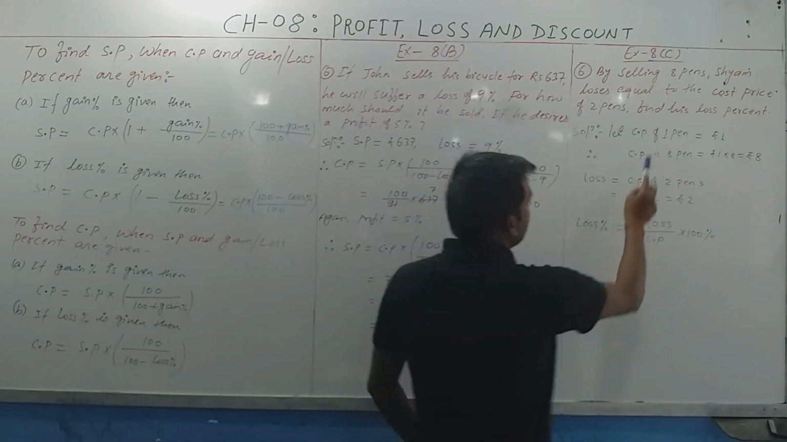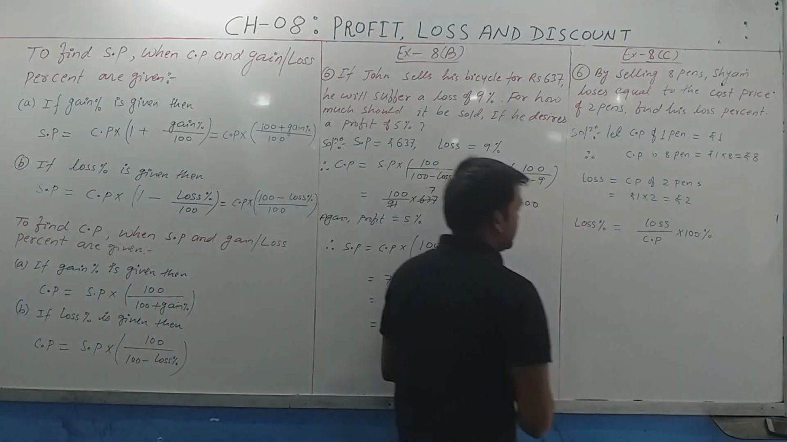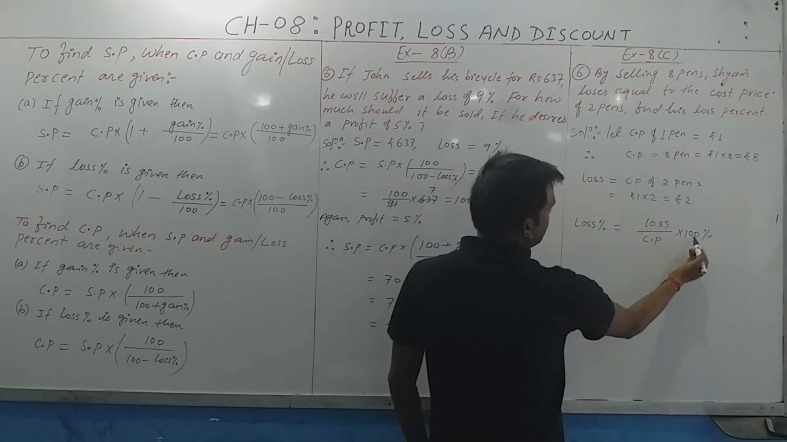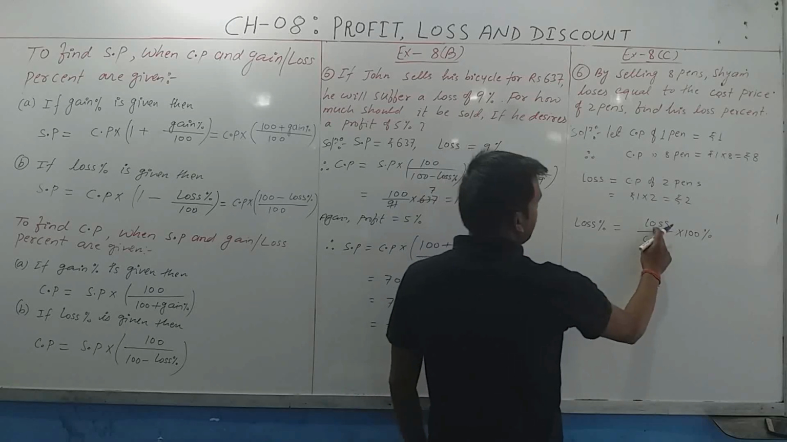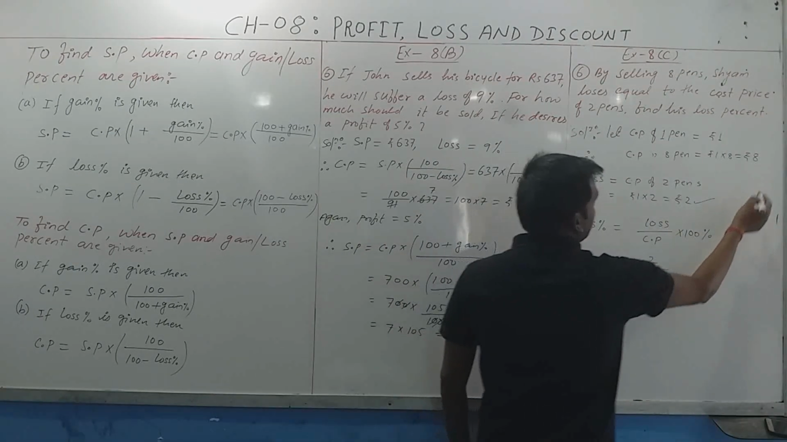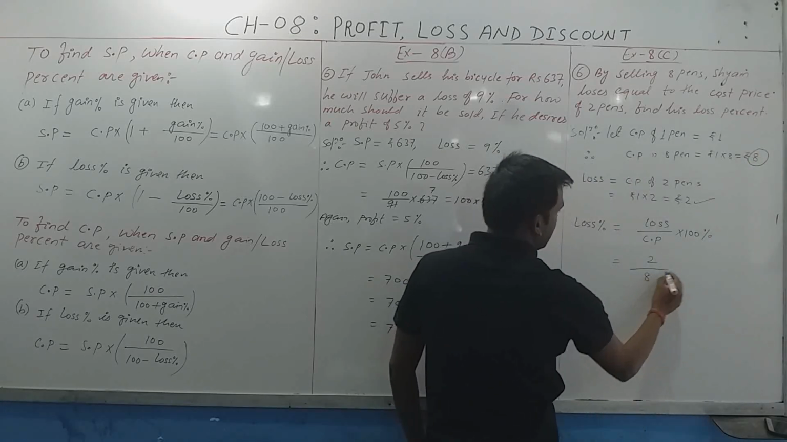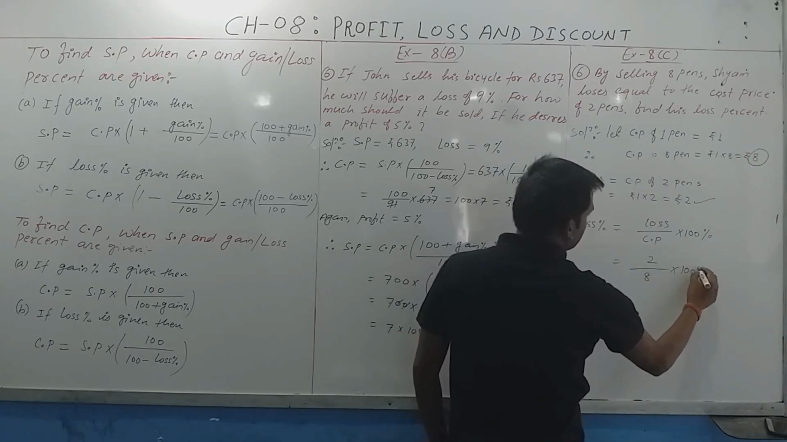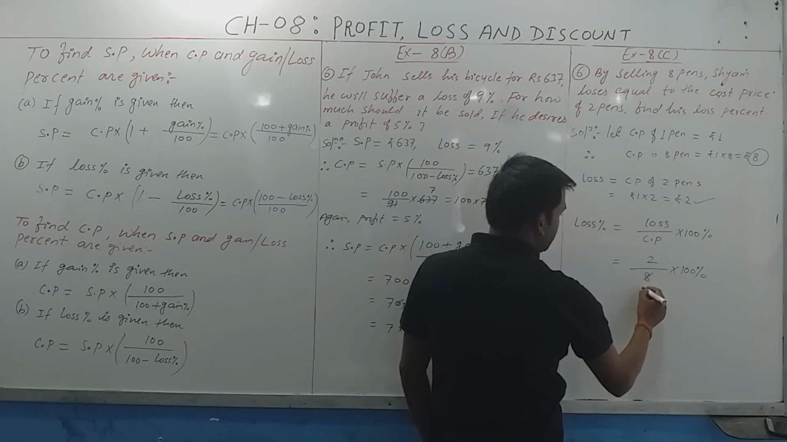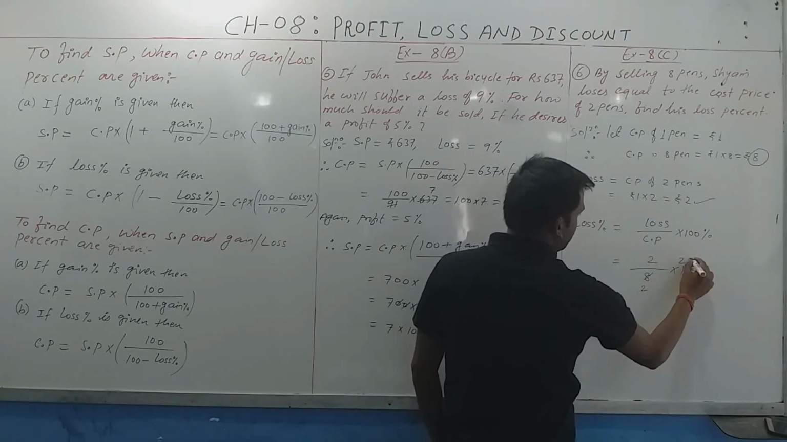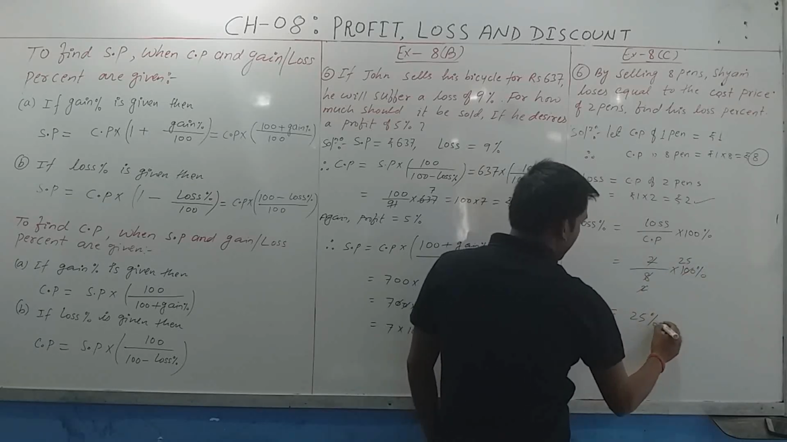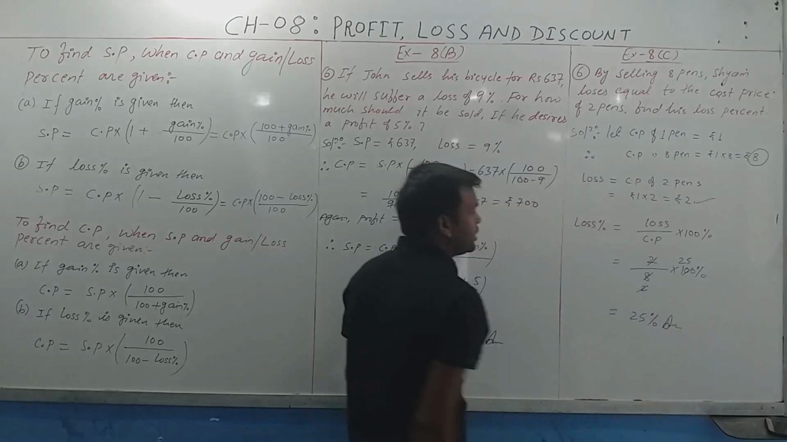Now we have to find his loss percentage. So loss percent is equal to loss divided by CP into 100%. Replace loss by rupees 2 and CP is equal to 8, into 100%. Just calculate it. By 4 it will be 2 and it will be 25, and the 2 will be cancelled out. So the rest of the part, 25%, is your answer.